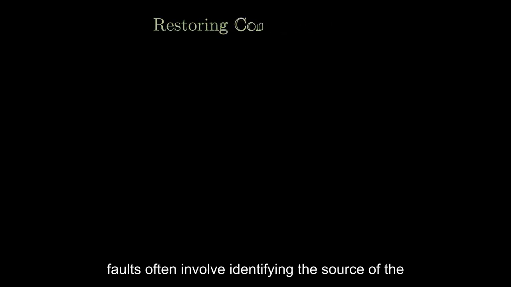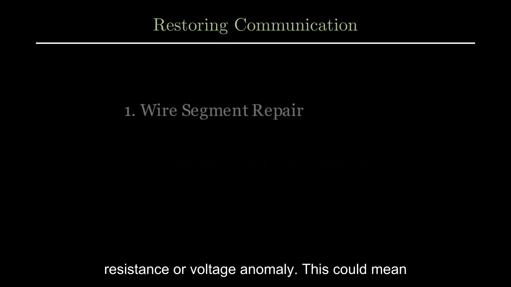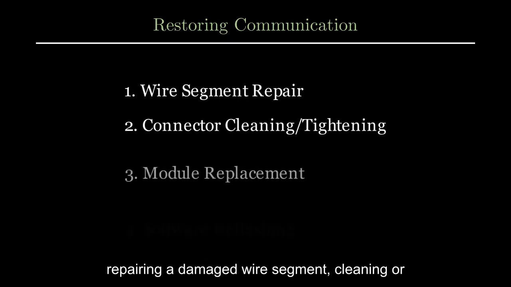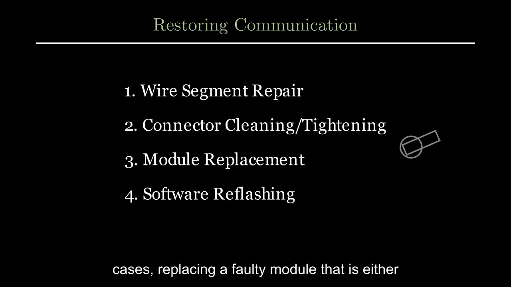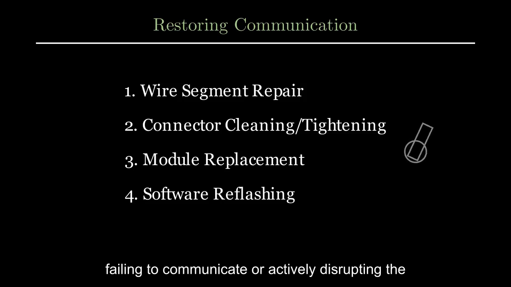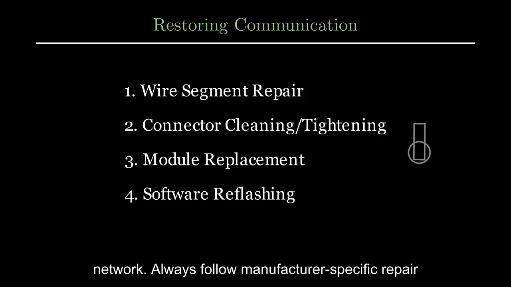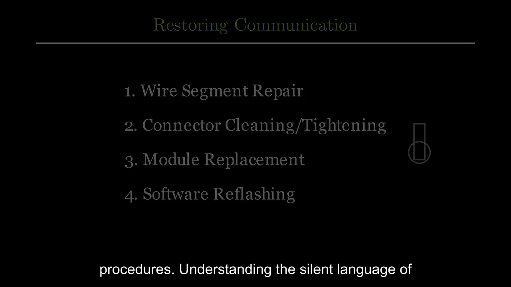Repair strategies for CAN bus faults often involve identifying the source of the resistance or voltage anomaly. This could mean repairing a damaged wire segment, cleaning or replacing a corroded connector, or, in more severe cases, replacing a faulty module that is either failing to communicate or actively disrupting the network. Always follow manufacturer-specific repair procedures.